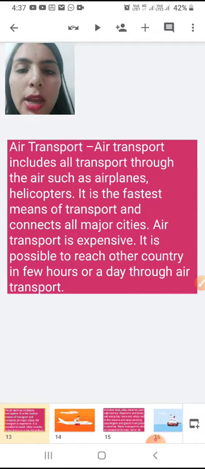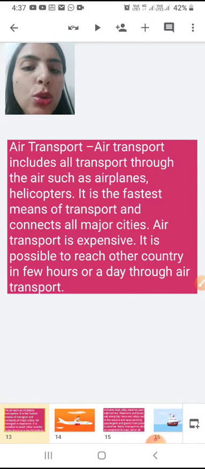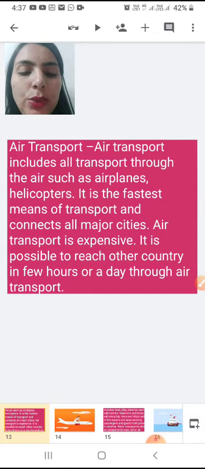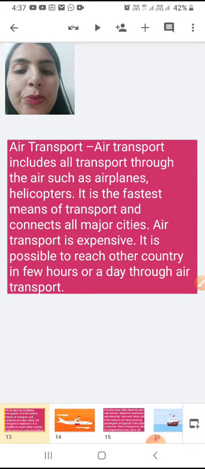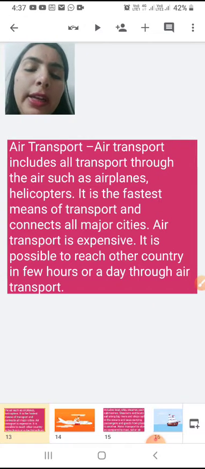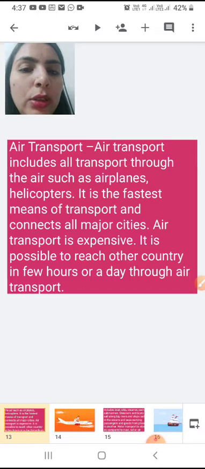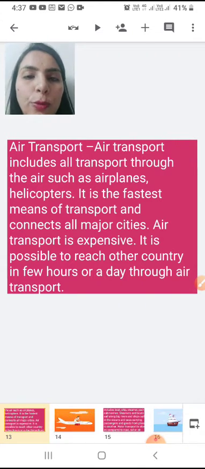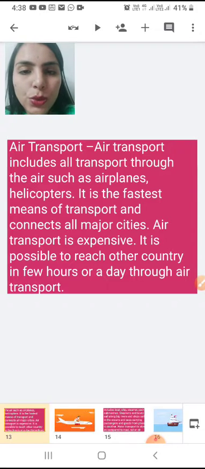It is really possible to reach another country or city within a few hours, or you can say within a few days. But still it is the fastest of any means of transport. Air transport is the fastest means of transport. In air transport, one more thing comes, which is the air balloon. Air balloon is also used for reaching from one place to another.